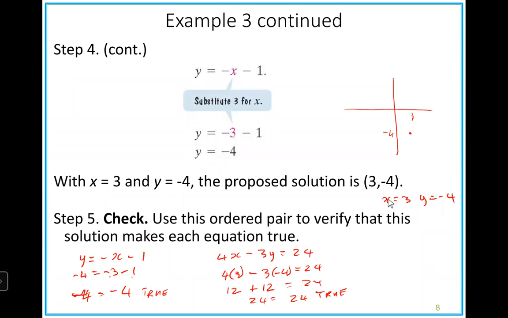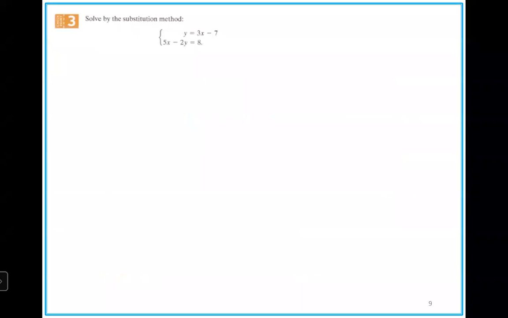So when you check, make sure you check both equations, because sometimes you can get a wrong answer that works for one equation but doesn't work for the other. So you check both to see if it is true. All right, so I want you to try this one.